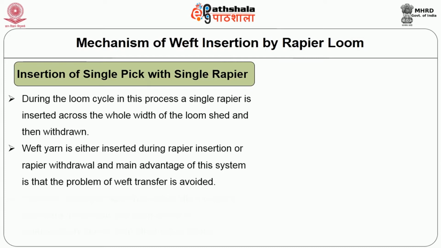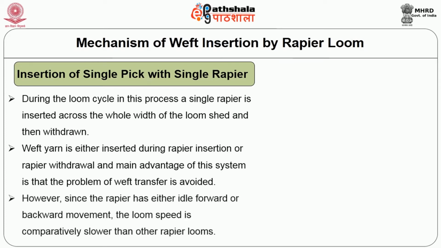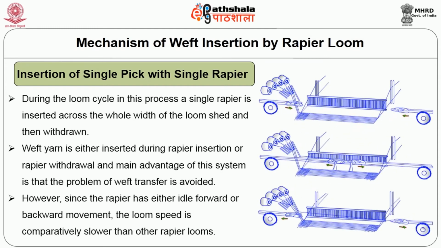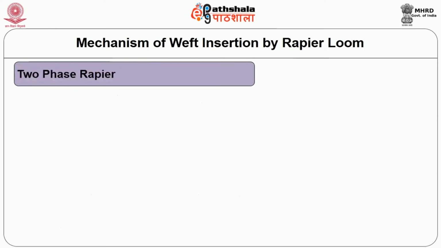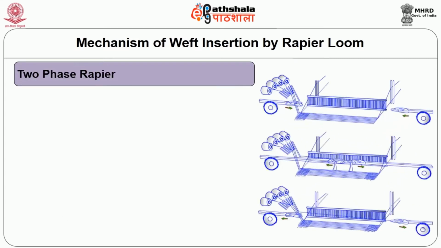The main advantage of the system is that the problem of weft transfer is avoided. However, since the rapier has either idle forward or backward movement, the loom speed is comparatively slower than other rapier looms. Let's talk about the two-phase rapier.